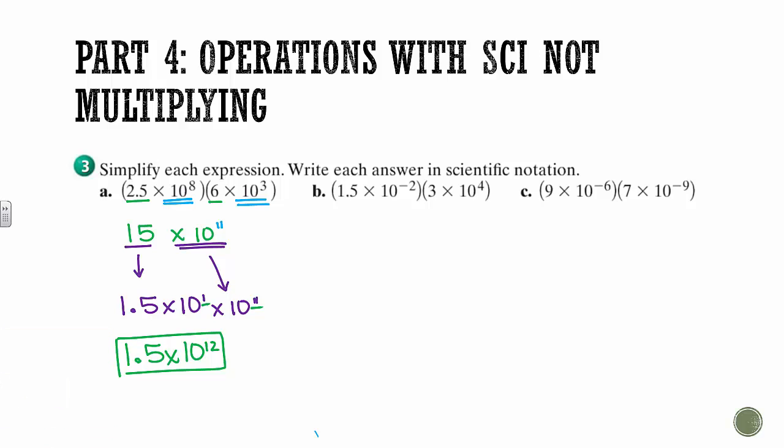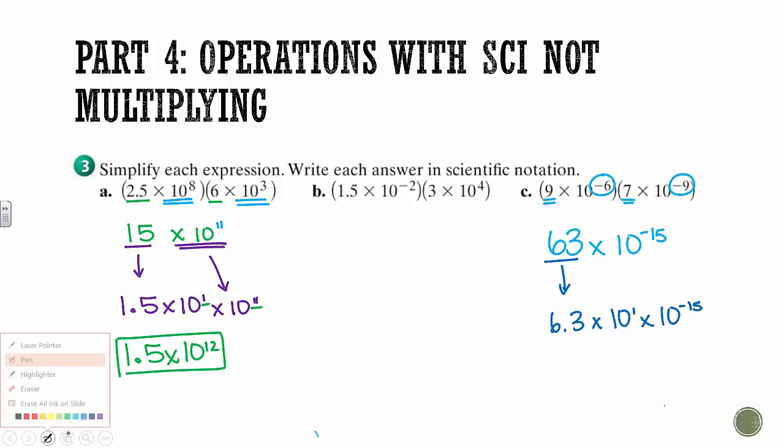Let's do the last one. Remember, you multiply the numbers together, so 9 times 7 is 63, times 10 to the, add your exponent, so negative 6 minus 9 more is going to end up being negative 15. We have to have our answer in scientific notation, so let's move this. This becomes 6.3 times 10 to the first power, and then we still have times 10 to the negative 15. So when we combine these exponents and add them, we end up with 6.3 times 10 to the negative 14th.